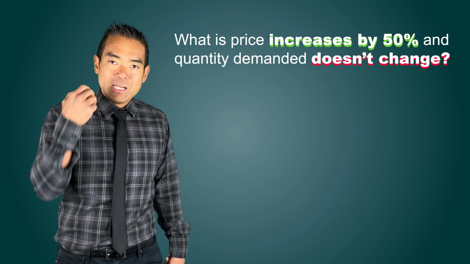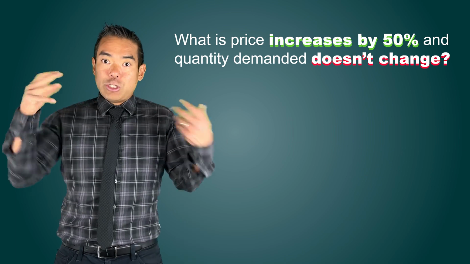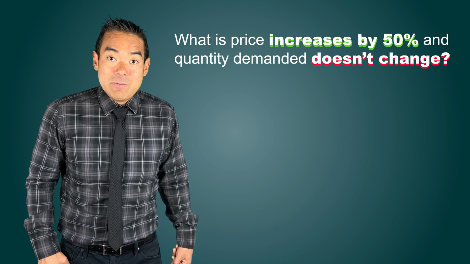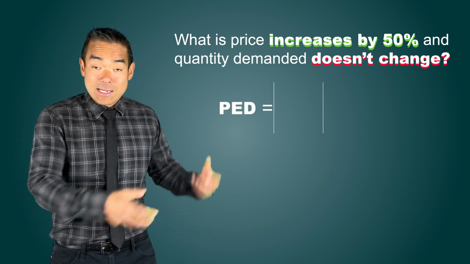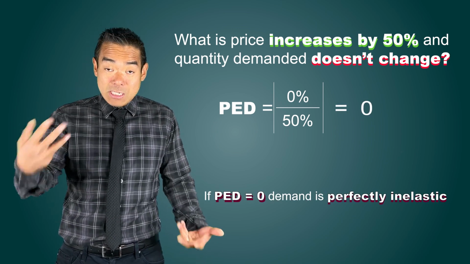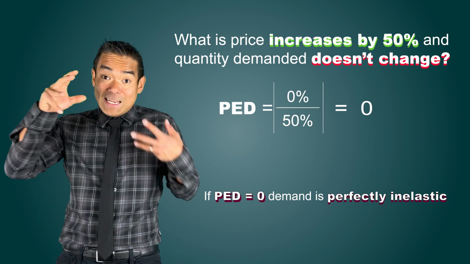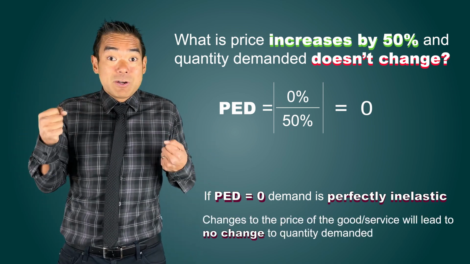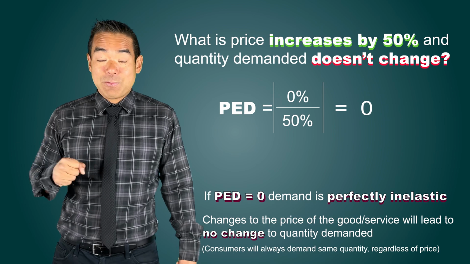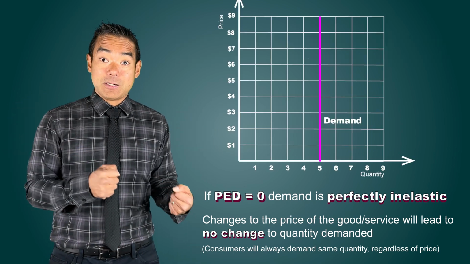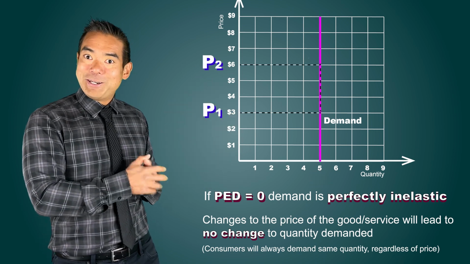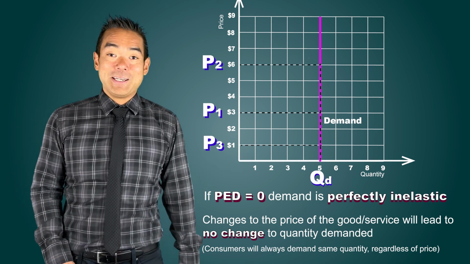What if price for a product increases by 50% and quantity demanded doesn't change at all? It stays the exact same. There's a 0% change in quantity demanded. In this case, PED would be calculated as 0% divided by 50%, or 0. When PED is equal to 0, we say that demand is perfectly inelastic. And what this means is consumers will never change the quantity they demand, regardless of the price. They're always going to buy the exact same quantity. A perfectly inelastic demand curve would look like this. If this is the price, this is the quantity demanded. If price goes up, quantity demanded is the same. Price goes down, quantity demanded is the same.